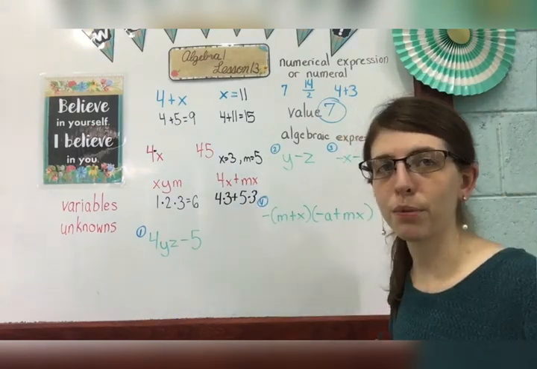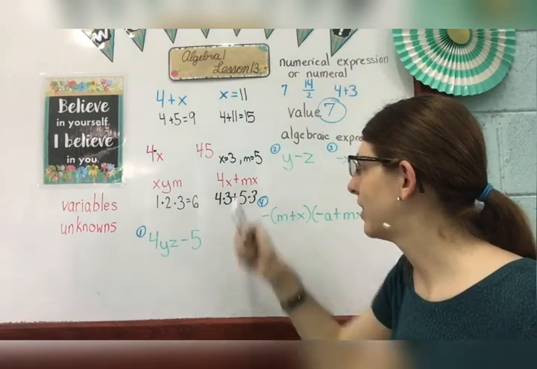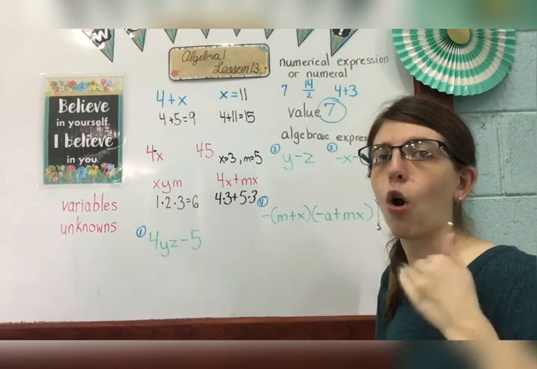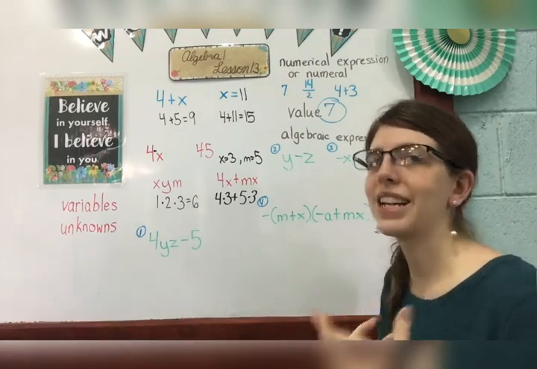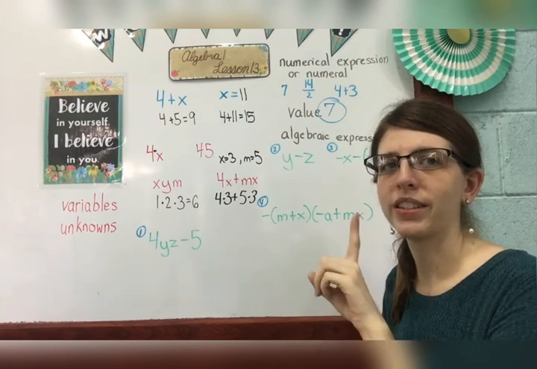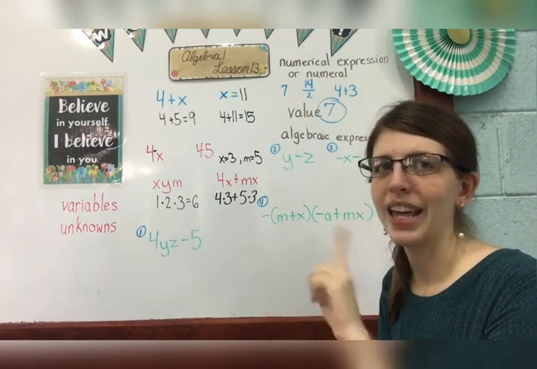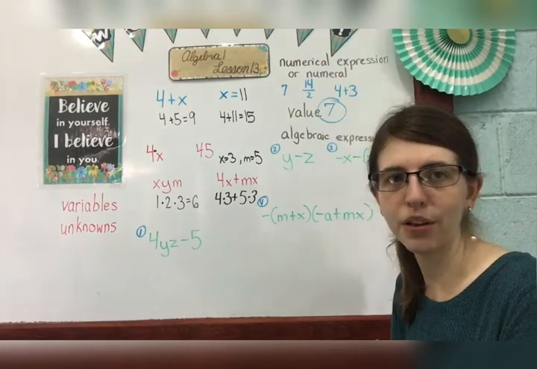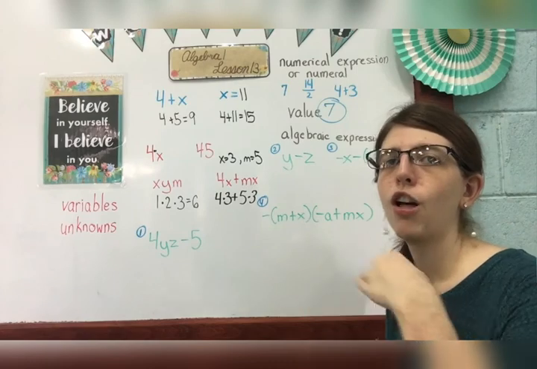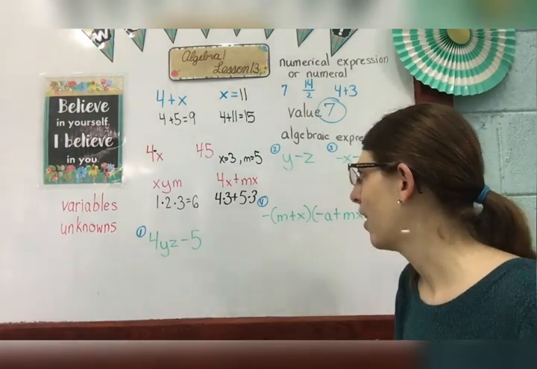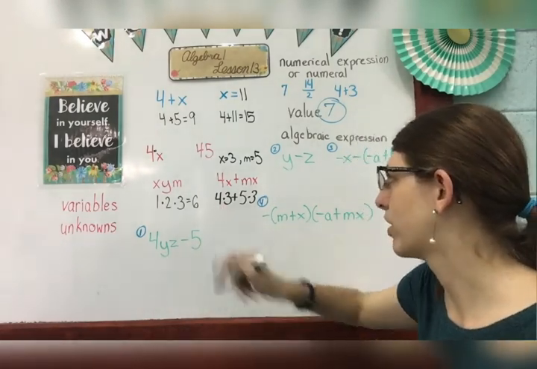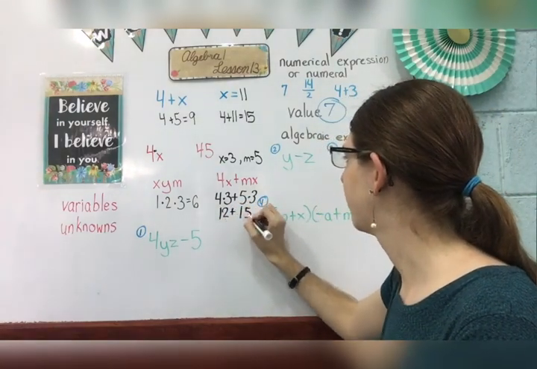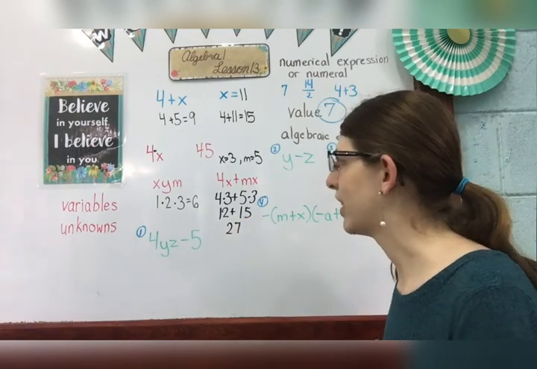Now that's a very important point, okay? Whatever x stands for in an expression, it stands for the same number all the way through the expression. It doesn't change. One variable always has one number assigned to it. It doesn't change throughout your expression, okay? So whatever value is assigned to that variable is going to be the value for that variable throughout the whole problem. So now I do my multiplication. 4 times 3 is 12. 5 times 3 is 15. Add it together, and 27 is your answer.